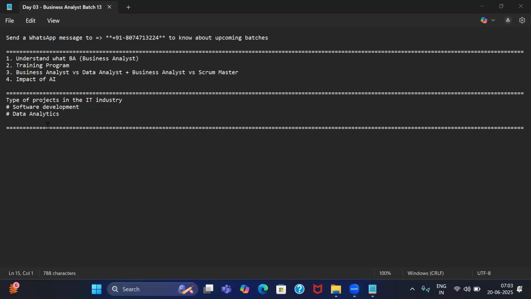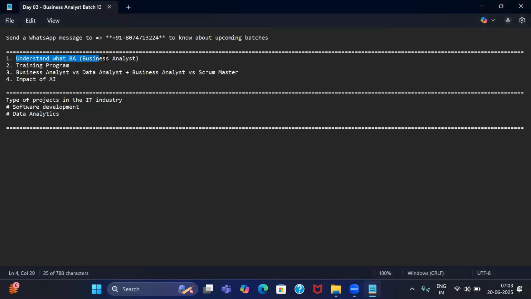So, welcome everyone. Today is the third day of the demo series. So far, we have discussed two key topics. We started with understanding what a business analyst would typically do. We started with two types of work that majorly happen within the IT sector, software development and analytics related work, and how a BA contributes in the software development sector. Then we went ahead and understood the training program for the business analyst.